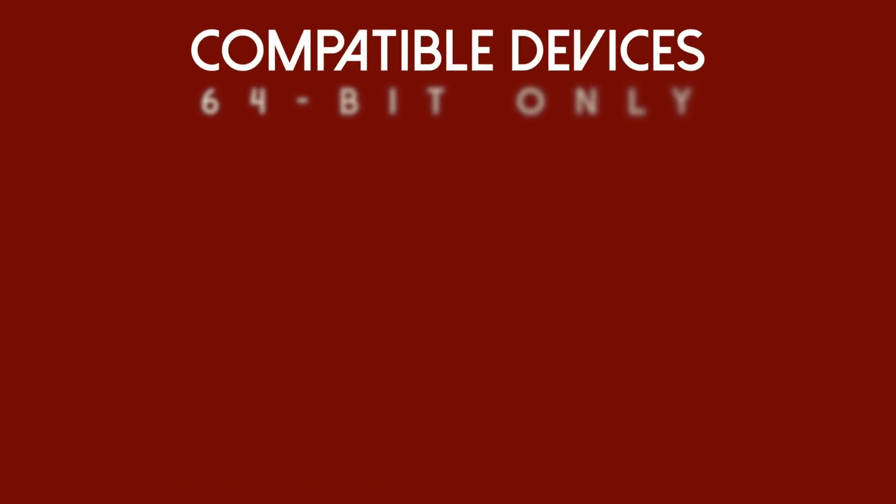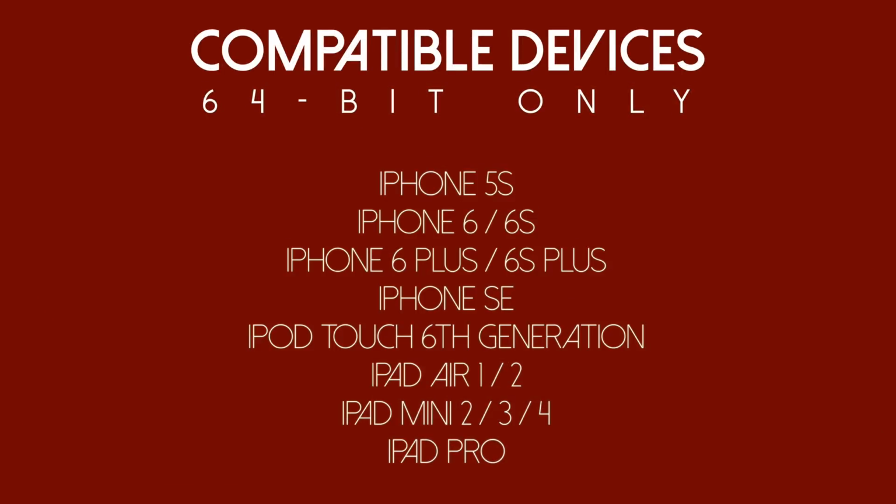Now again, this is only compatible on 64-bit devices. So if you have any of these 64-bit devices, you will be able to jailbreak iOS 9.3.3. Unfortunately, if you have anything older, including the iPhone 4, 4S, 5, and 5C, you will not be able to jailbreak. There's no telling if there will be a jailbreak for 32-bit devices, but do stay tuned to the channel. If there is, we will definitely make a video covering that.